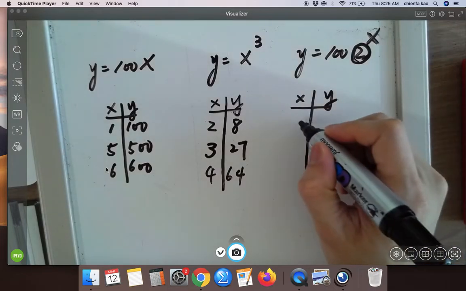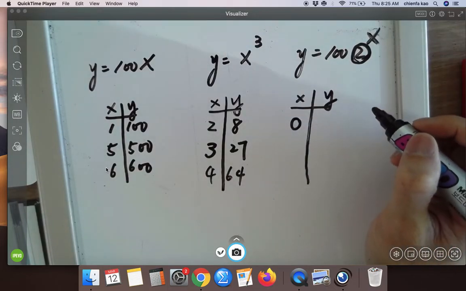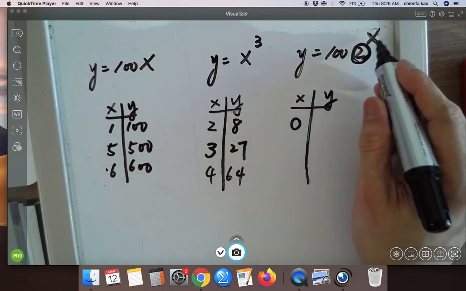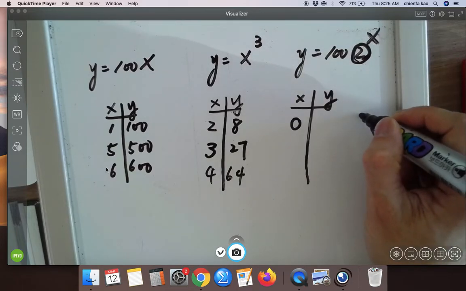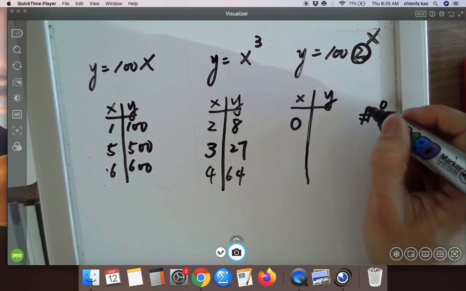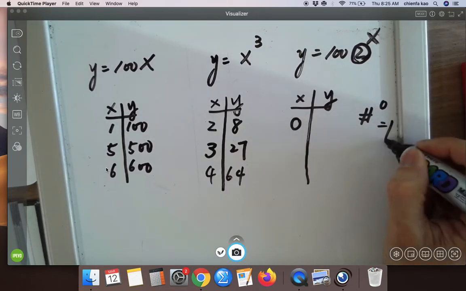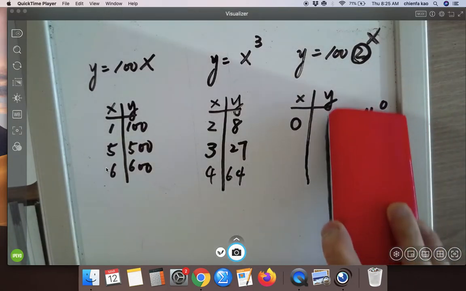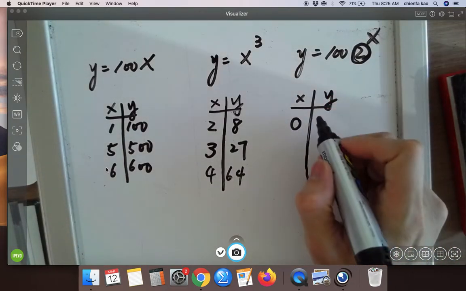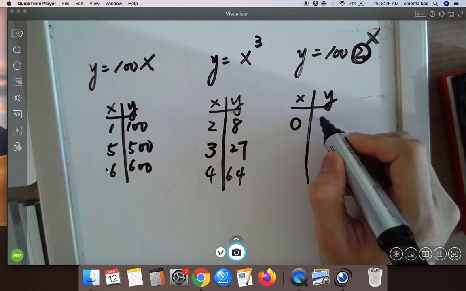be today or whatever, on the 0th day, I have 2 to the 0th power. Please remember, that will be 1. Any number to the 0th power equals to 1. It's very important. Please remember that. All right, so on the 0th day, how much money do I have in the bank?